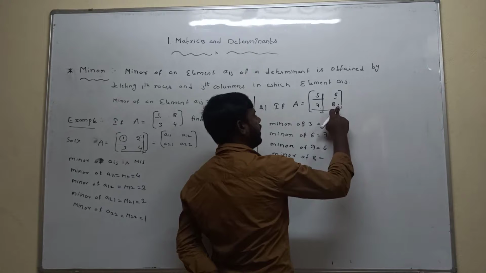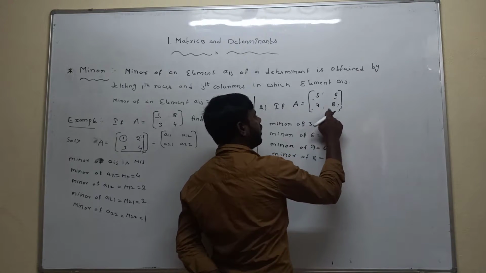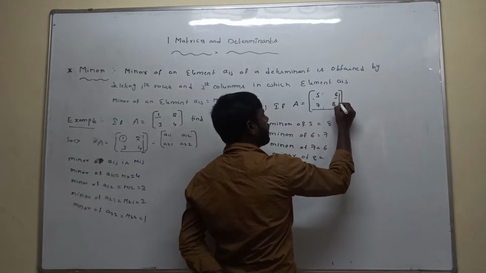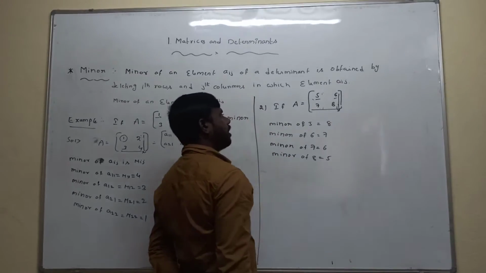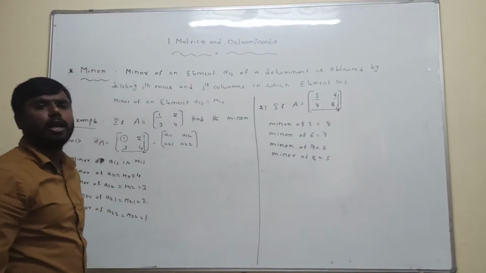So minor of 8: the 8 in the second row, second column is eliminated. What is left of the element is 5. So minor of 8 value is 5. Like that we need to calculate the minor.